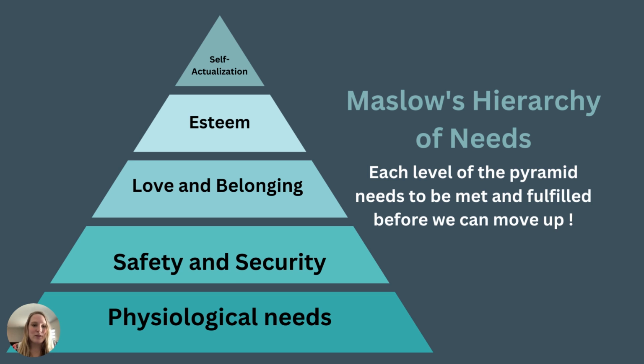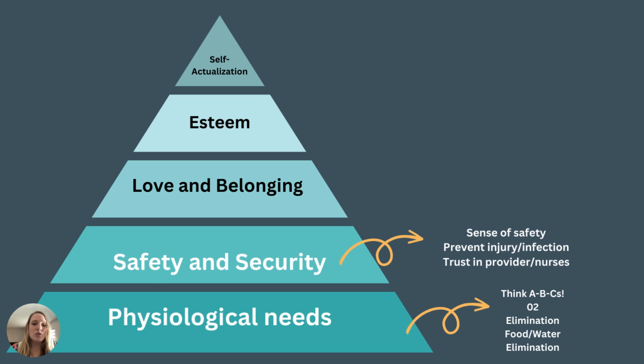And here's a quick visual of that pyramid. So let's quickly run through each level. Starting at the bottom of this slide, in the bottom of the pyramid, we have physiological needs like air, water, food, sleep. Think things you need to live. Also think of this as like our ABCs in nursing, right? Airway, breathing, circulation. We can't move up our pyramid if our client isn't breathing.